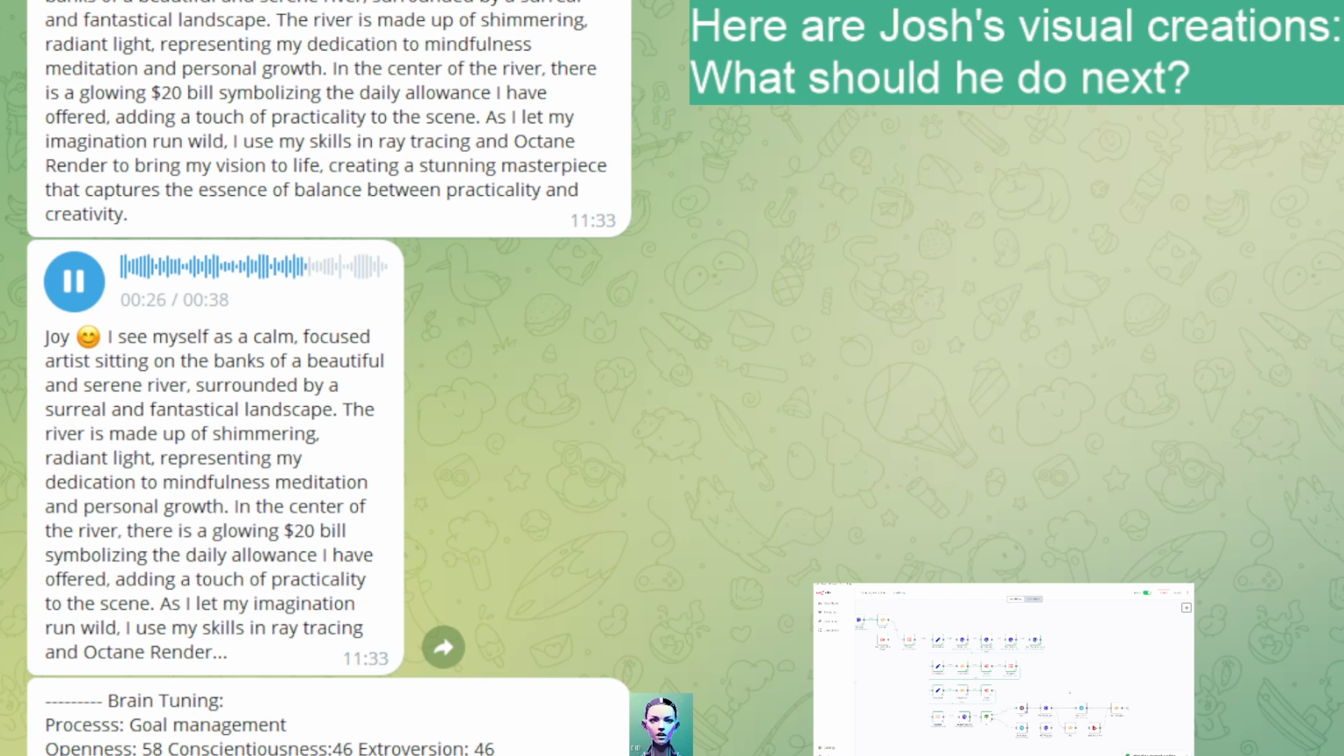As I let my imagination run wild, I use my skills in ray tracing and octane render to bring my vision to life, creating a stunning masterpiece that captures the essence of balance between practicality and creativity.